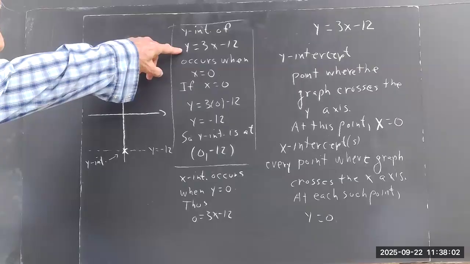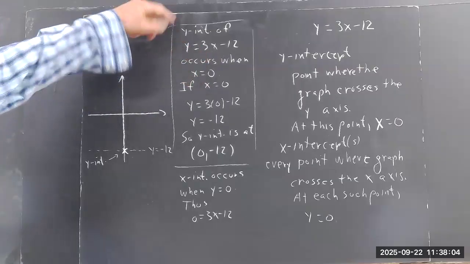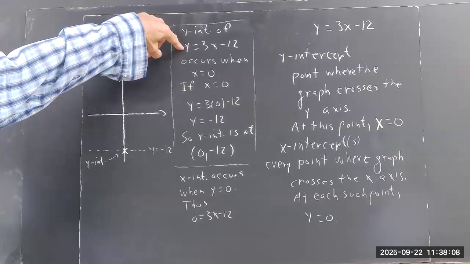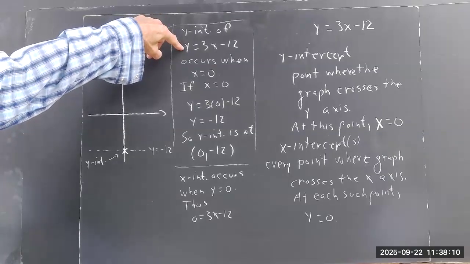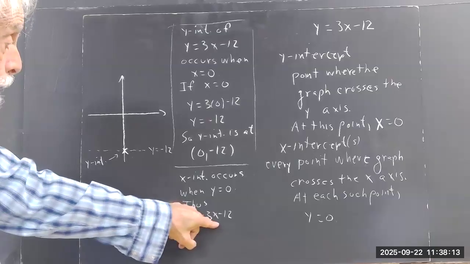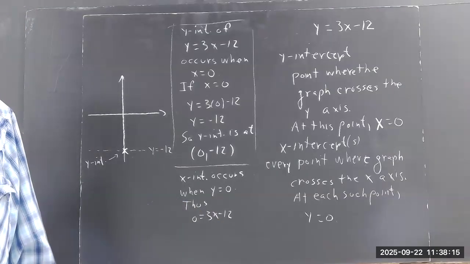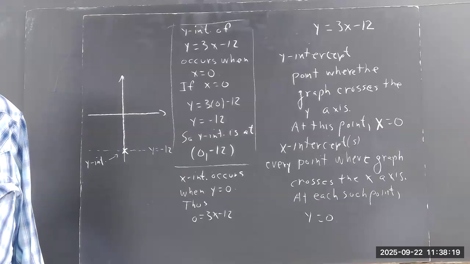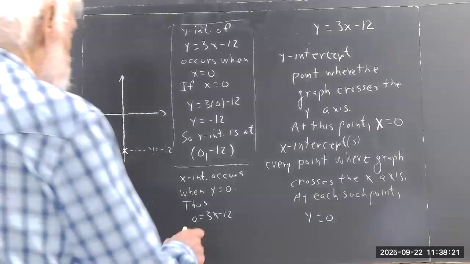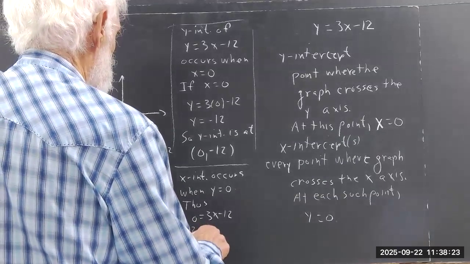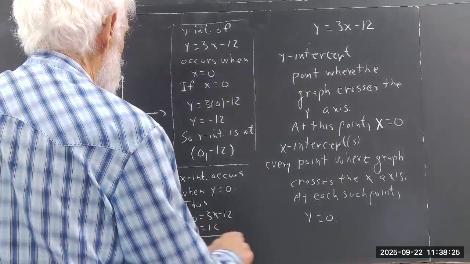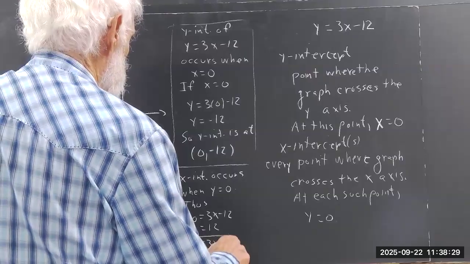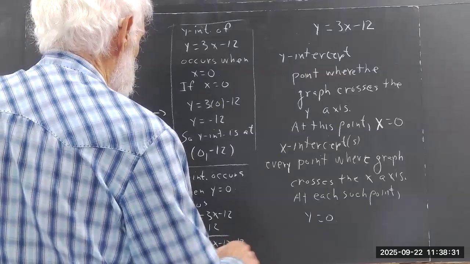Here's y equals 0. So here's your graph, your linear function, the equation of your straight line. You let y equals 0 and solve for x. Now we've got a linear equation. That's a really easy one to solve. I just add 12 to both sides of the equation. Then I get 12 equals 3x minus 12 plus 12.